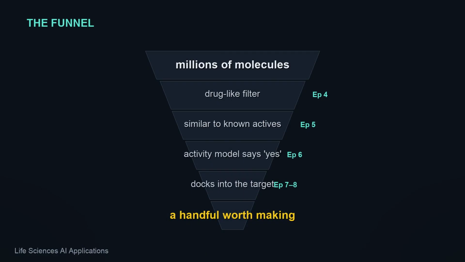Drug discovery is a search problem, and the strategy is a funnel. You start with a huge library of candidate molecules, maybe millions. Then you narrow, stage by stage. First, keep only the ones that look like drugs. Then, the ones chemically similar to molecules already known to hit your target. Then, the ones a model predicts are active. Then, the ones that physically dock into the target's binding site. Each stage is cheaper than making a molecule in the lab, so you spend computation to avoid spending money, and reserve the slow lab work for the tiny handful that survive to the bottom.